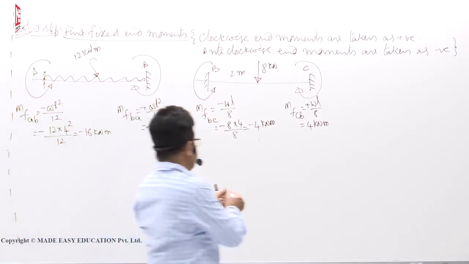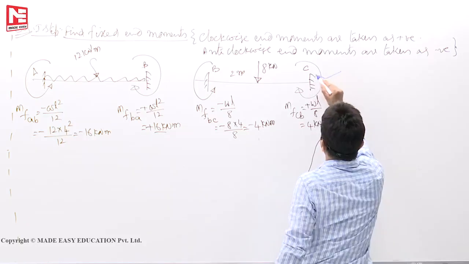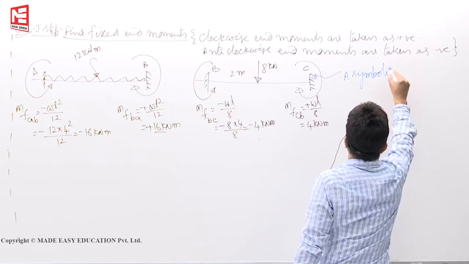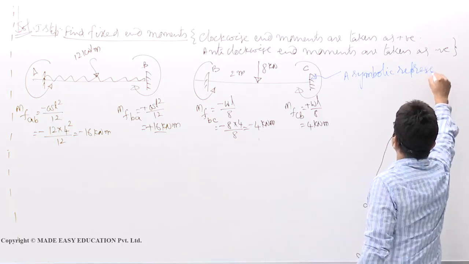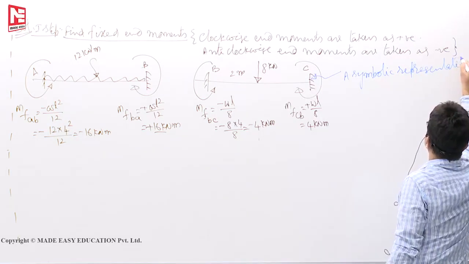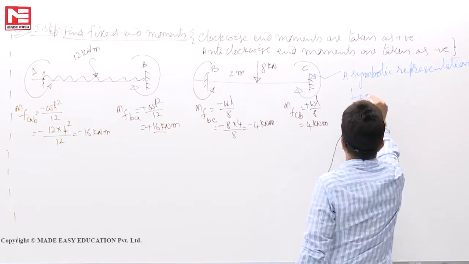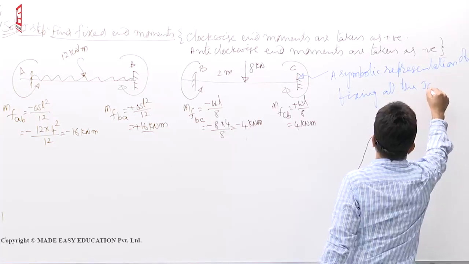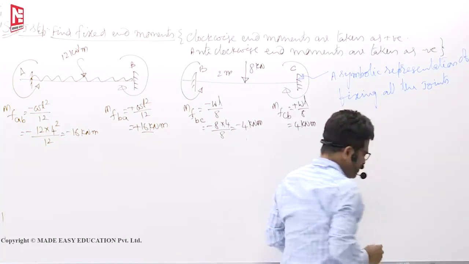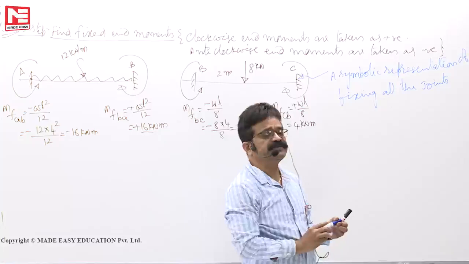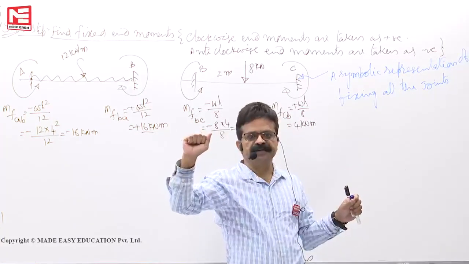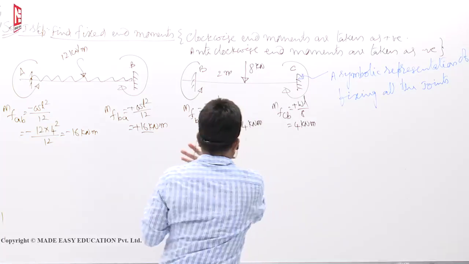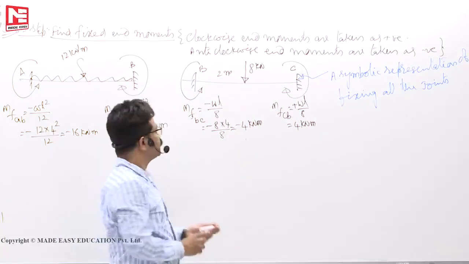Now it is simply a symbolic representation of fixing all the joints. Actually they are not fixed, but we don't know how to analyze them, so symbolically we will fix them. Since they are not actually fixed, we will release them later. So first we lock all the joints.